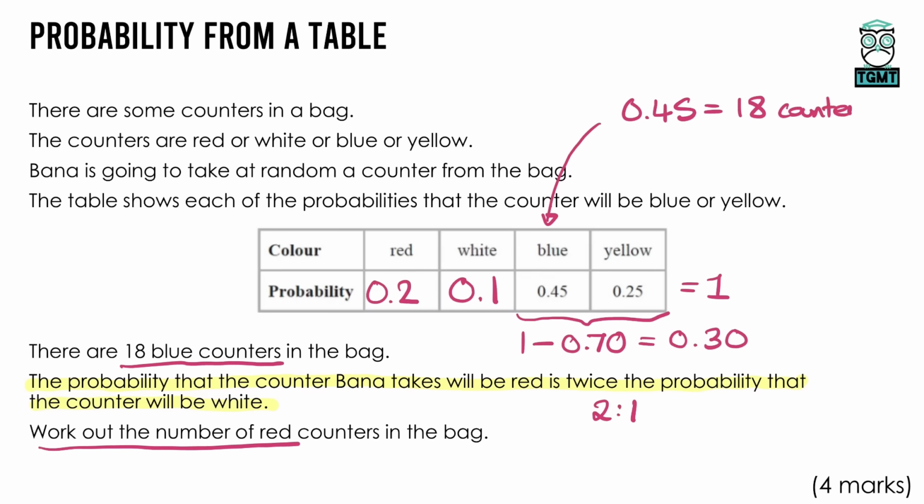Now we want to know the amount of red counters, and red is 0.2. So we want to know how many counters is 0.2. Well, the only way to do this is to break down that 0.45. We can't get from 0.45 to 0.2 in one nice jump, but we can go down to 0.01.